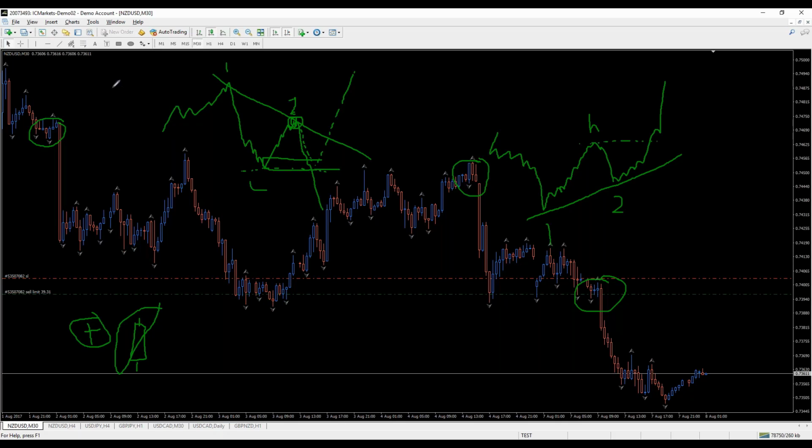But stuff like really nice rejections, like shooting stars or hammers, whatever they're called, into an area of supply, that'll be a really nice confirmation that price will potentially move lower. If we have supply at the top there, and price kind of wriggles up there, we get nice rejection, and then price moves away.